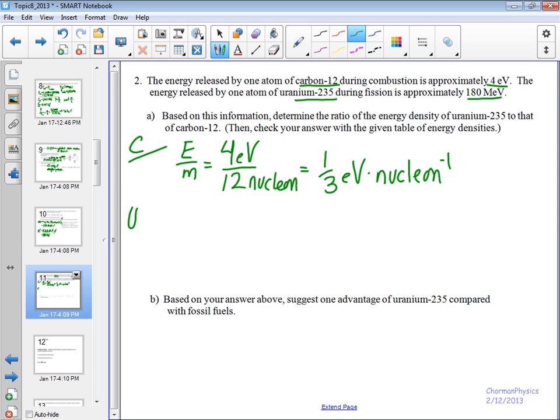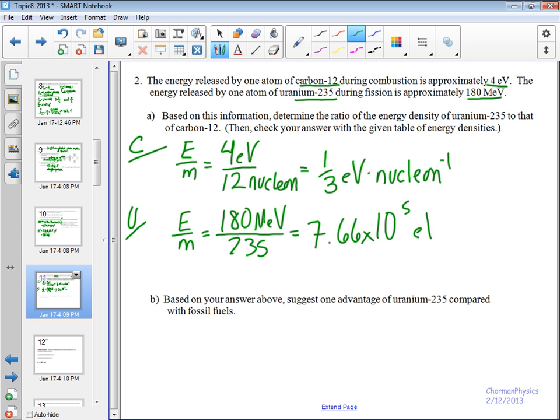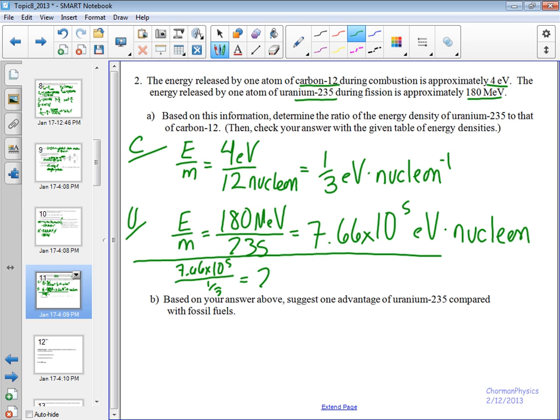When we compare this to uranium, again, very, very rough calculation, we have 180 mega electron volts per 235 nucleons. Okay, so we see here that the ratio of their energy densities already is going to be incredibly high in favor of uranium. So we take that ratio, just taking this 7.66 times 10 to the 5th divided by 1/3, and what we end up with here is 2.3 times 10 to the 6th as the ratio.